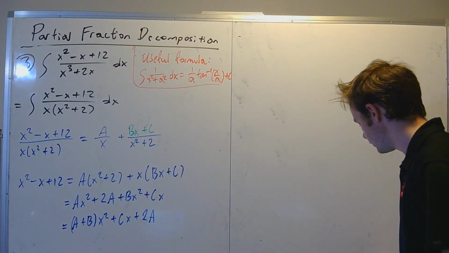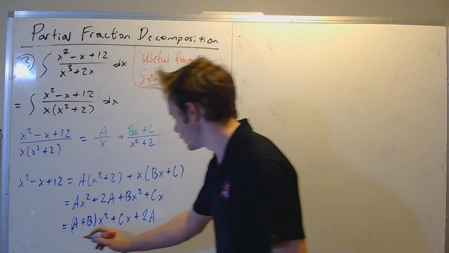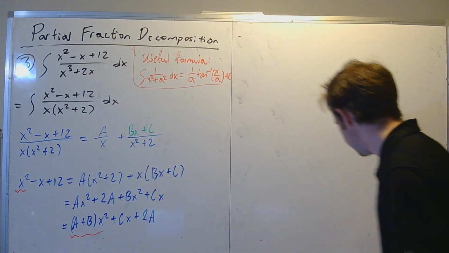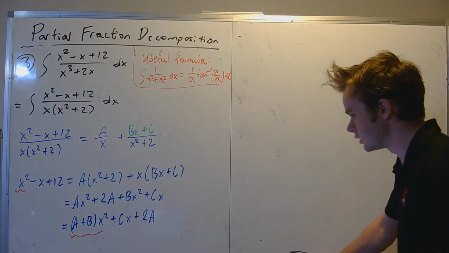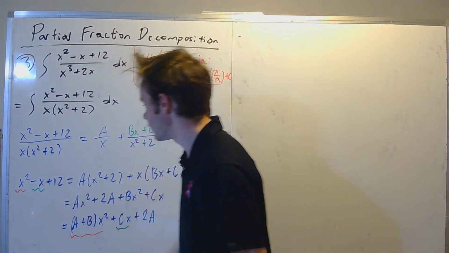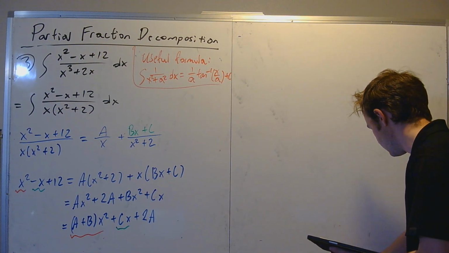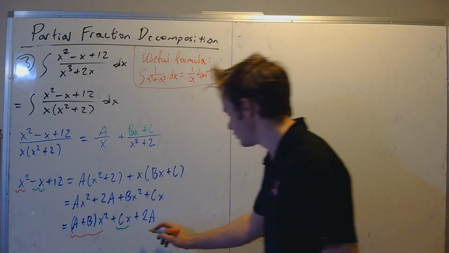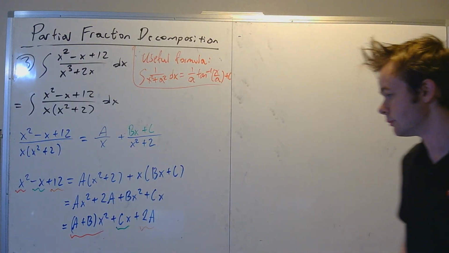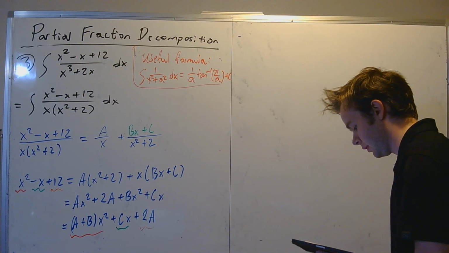So you look here, this is our quadratic term. This has to be the same as this quadratic term. Our linear terms have to match up, so this c times x has to be the same thing as negative x. And also, the constant terms need to match up. So this 2 times a better be the same thing as 12. That's actually going to give us what all of our constants have to be.